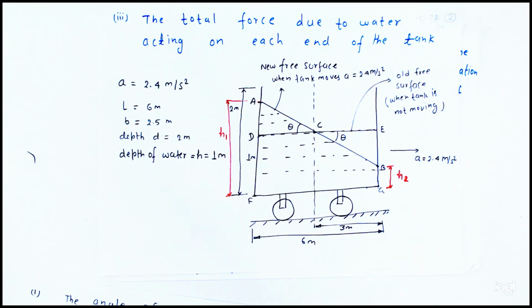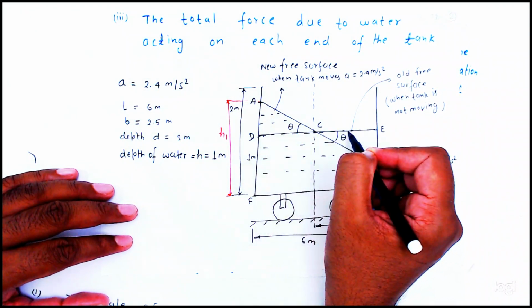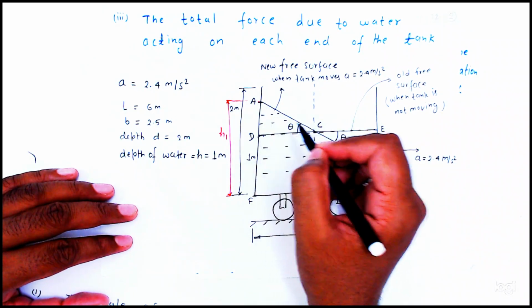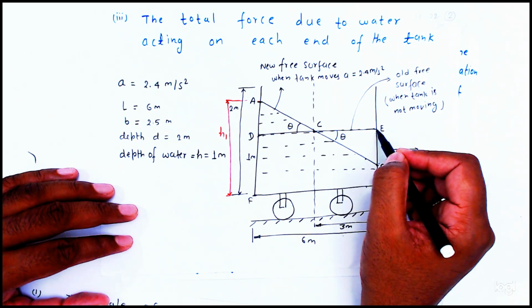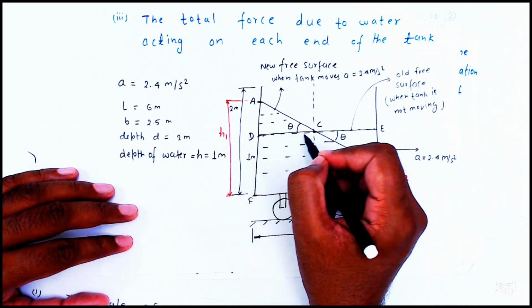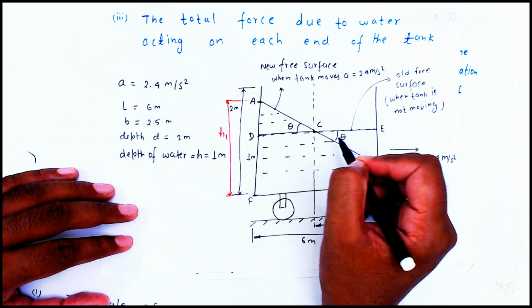Okay, now we have to calculate this value, because this end up to the original level is this one, and here at the rear end it is rising and here at the front it is falling. So both these values EB and AD are equal, because this length is half, 3 meter and 3 meter, and theta is the same.